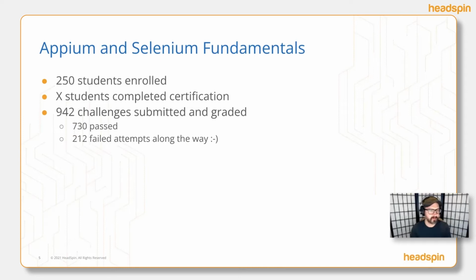And 730 of them were passing submissions, and 212 of them were failed submissions, which the person then went back and redid and became passed. So that's kind of a lot.